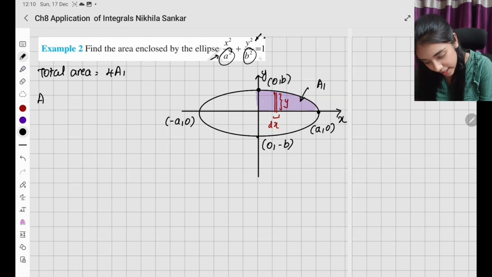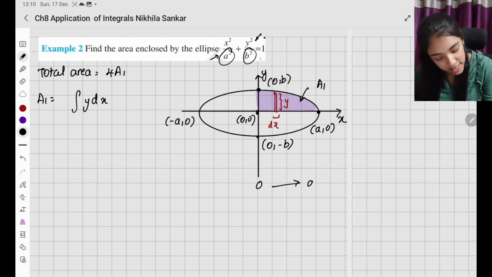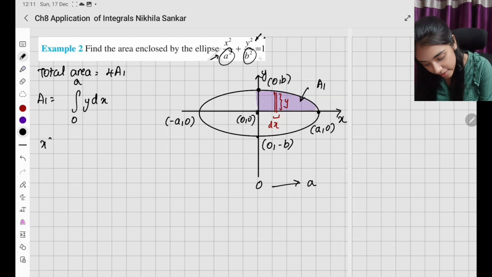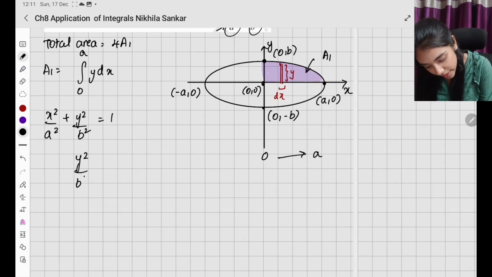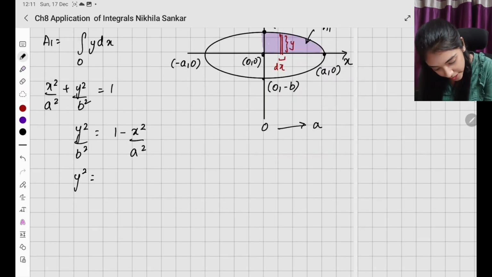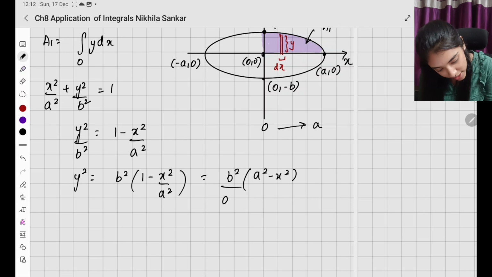Now what is a1? a1 is going to be integral y dx from, what is this point? 0 comma 0. So where does the x axis go? 0 to a. So again 0 to a. Now I have to write y in terms of x. So I have x square by a square plus y square by b square equals 1. So y square by b square equals 1 minus x square divided by a square. Multiplying by b square, y square equals b square times 1 minus x square divided by a square. When I take the LCM, I'll have b square times a square minus x square, the whole divided by a square.